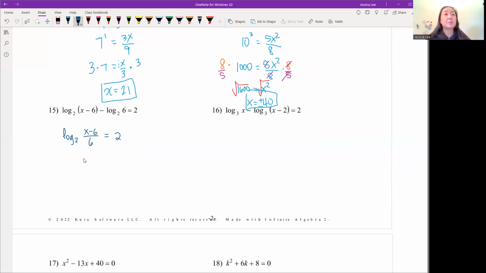And we're just going to change that to exponential. So 2 to the 2 power is equal to x minus 6 over 6. This does not cancel out, right? Because 6 divided by 6 is 1, but we still would have to divide the x by 6. So you just can't cancel those out. Again, we're just going to simplify that. x minus 6 divided by 6. So the first thing we're going to do is multiply both sides by 6. And what do we get? We get 24 is equal to x minus 6.